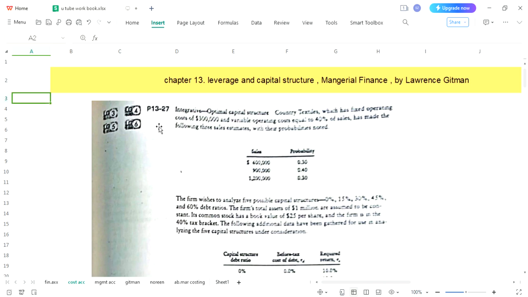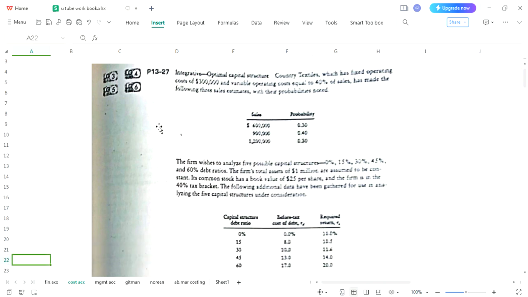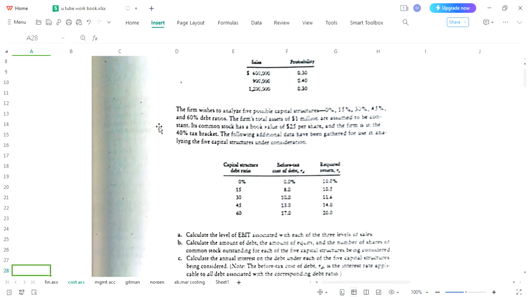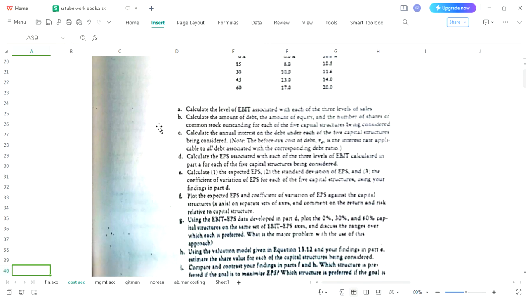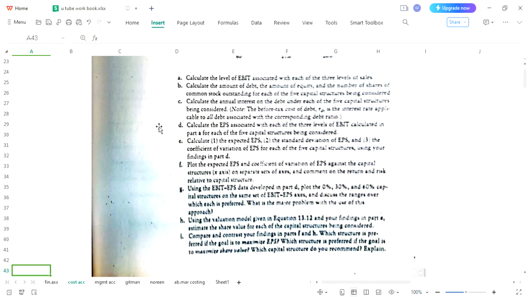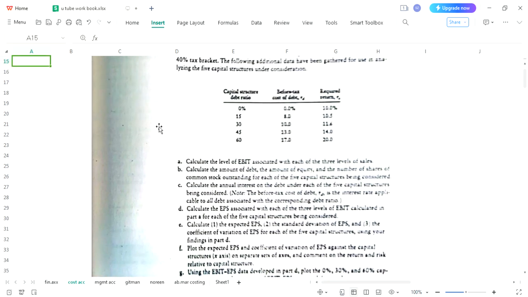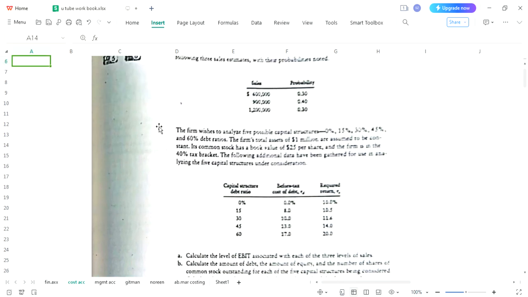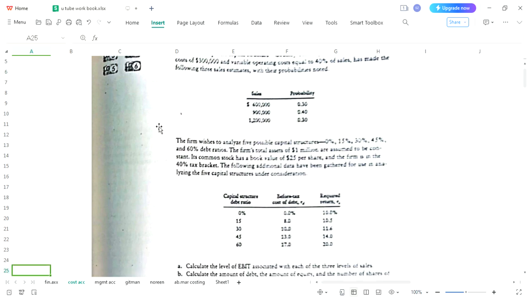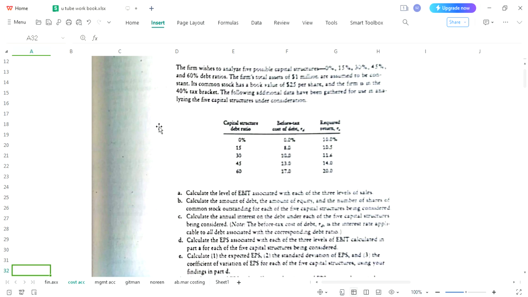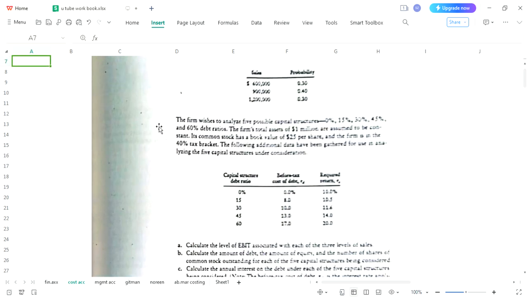Let's see the body of this question, starting from here, and now see the requirements: A, B, C, D, E, F, G, H, I. You will surely enjoy this question because every element related to this chapter will be calculated. Now let me introduce the way we will solve this question.